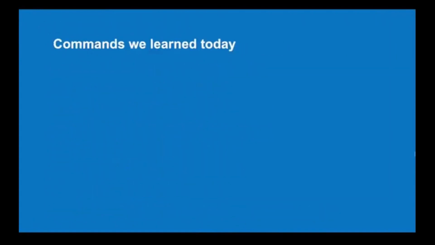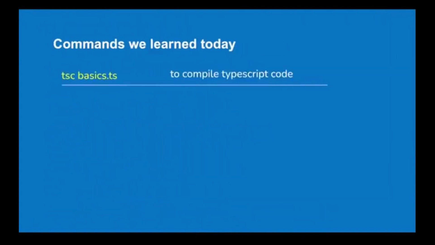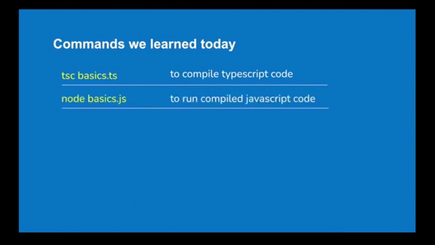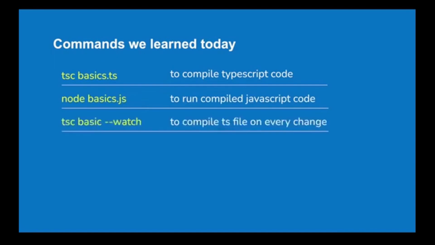So these are the 9 steps, and in this session the important commands that we learned were tsc and the file name, the TypeScript file name. This is to compile the TypeScript code. Node and the compiled JavaScript file name to run the compiled JavaScript code, and then tsc and the file name and --watch to compile the TypeScript file on every change.